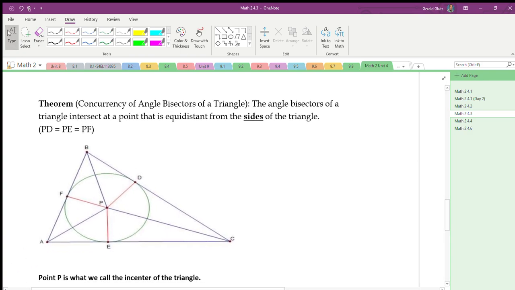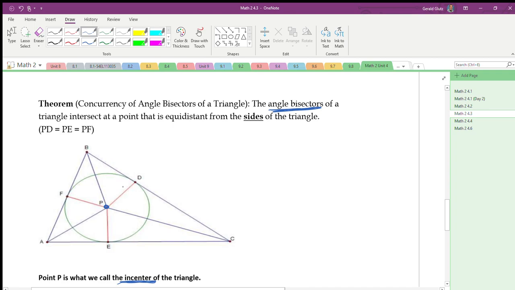So moving on to the next page, we have a theorem. The next vocabulary word that we're going to be talking about is incenter. The incenter does not use perpendicular bisectors, it uses angle bisectors. That was the other thing we talked about yesterday, in yesterday's lesson 4.2. The angle bisectors of a triangle intersect at a point that is equidistant from the sides. So this time, this point right here is the incenter.